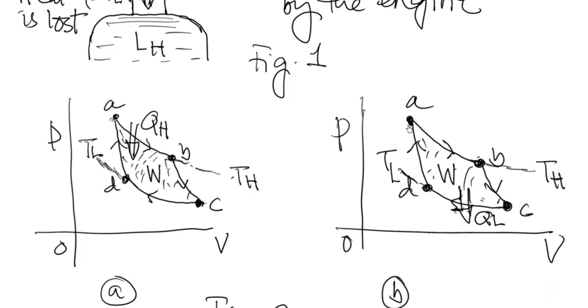The net work per cycle, which is represented by W in both figures 1 and 2, is the difference between these two areas and is a positive quantity equal to the area enclosed by cycle ABCDA. This work W is performed on some outside object such as a load to be lifted.